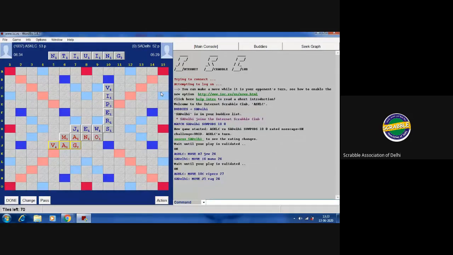Now can we use this and take something from the board and make this into a bingo? Uniting. Tuning. Oh, uniting. UN is also a word. Uniting is a word. Tuning is a word, but these are not bingos. Are they bingos? UNI. Yes, uniting is a bingo.